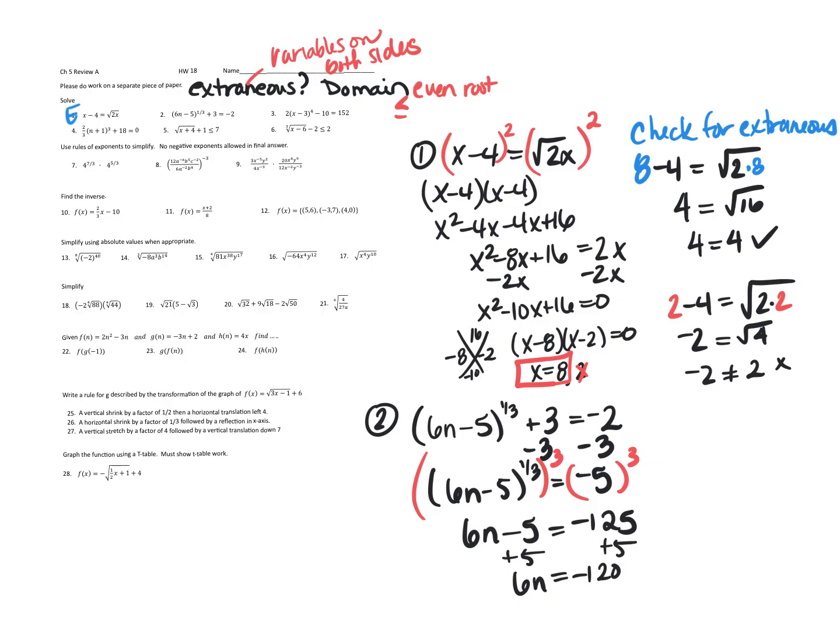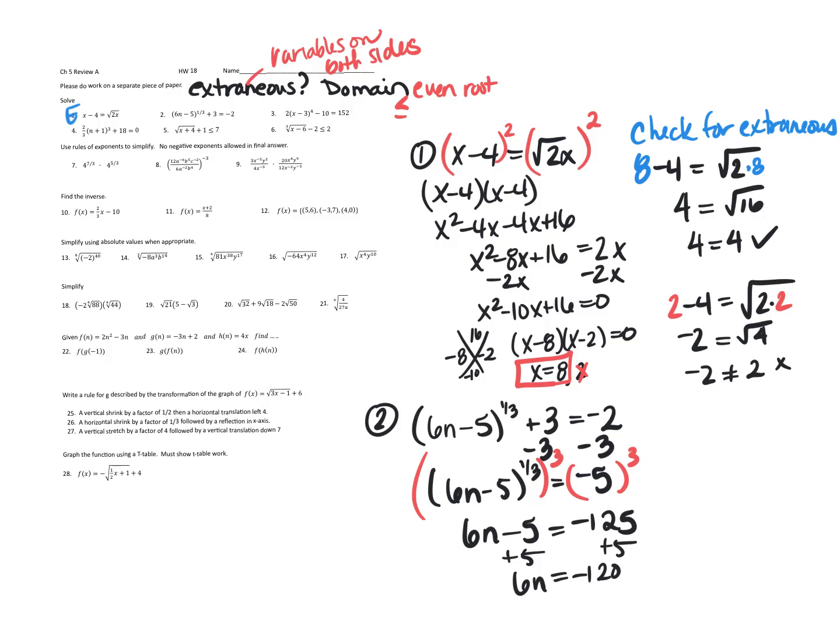8 minus 4 is equal to the square root of 2 times 8. 8 minus 4 is 4. 4 equals the square root of 16. 4 equals 4. Check. So 8 works. Now let's check the 2. 2 minus 4 equals the square root of 2 times 2. I get negative 2 equals the square root of 4. And negative 2 does not equal positive 2. So 2 is extraneous. So my only answer is that x equals 8.